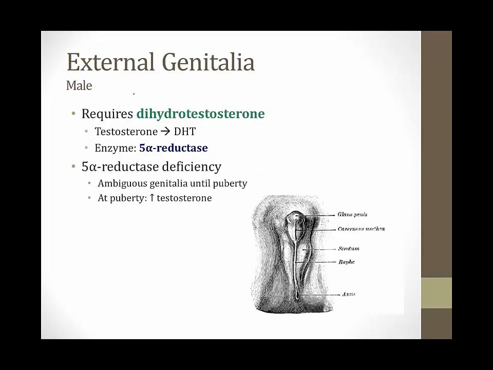Development of the external genitalia in the male requires dihydrotestosterone. Recall that testosterone can be converted to dihydrotestosterone by the enzyme 5-alpha reductase, and dihydrotestosterone is a much more potent androgen than testosterone. So rarely male children are born with a 5-alpha reductase deficiency, and as a result they will have ambiguous genitalia until puberty. That's because there's not enough dihydrotestosterone around to drive formation of the male external genitalia in development. At puberty, there's usually a rise in testosterone levels, and they may be able to create enough dihydrotestosterone to drive formation of male external genitalia, but at birth they have ambiguous genitalia because they can't form dihydrotestosterone.